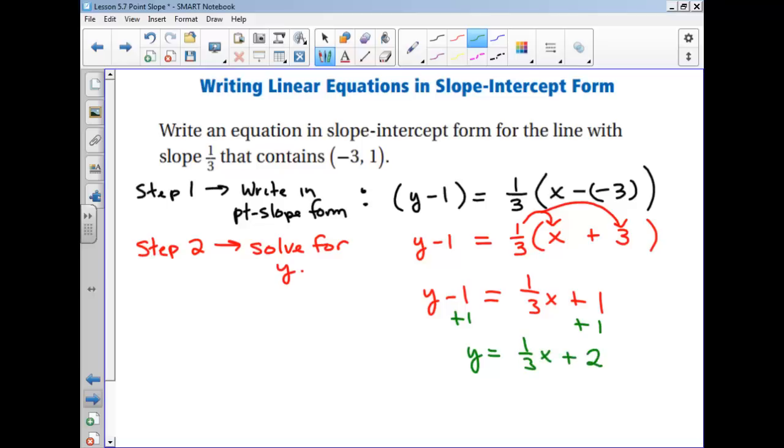And as you can see, this is in slope-intercept form because we have y equals 1/3 x, or mx, plus 2 would represent our b. So we've taken this, put it into point slope, and then taken that and put it into slope-intercept form. This is where we're going to conclude, and we're going to pick this up tomorrow in class.